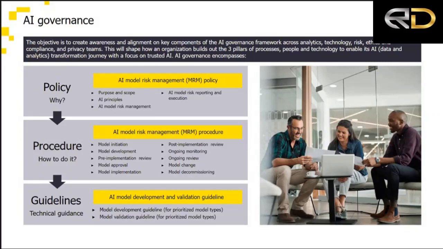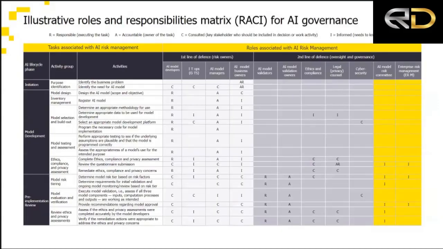And then in the procedure, how to do it, we are going to be looking at the requirements for AI, like the model implementation, model approval. This is basically the overview, the AI model lifecycle, and then we are now going to look at the technical guidelines that we are going to use for validation. So this is now what you do.